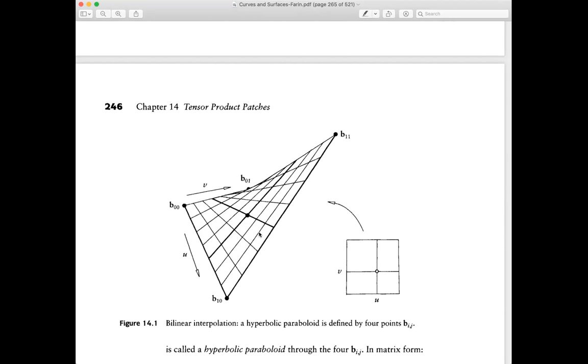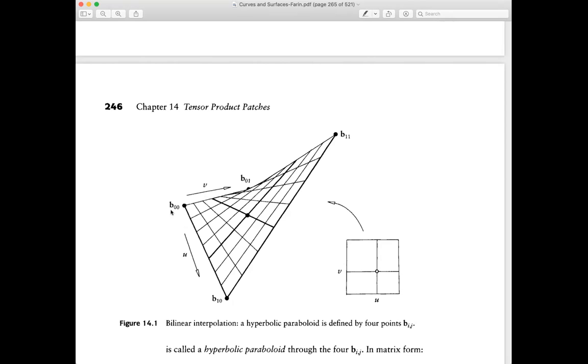So instead of calling it a control point, I sometimes call it a control net. In this way, you can see that this figure is represented by four control points, or control net, right? B00, B10, B01, and B11. These are the way to define the control points along the U and V direction. U is the first subscript and V is the second subscript.